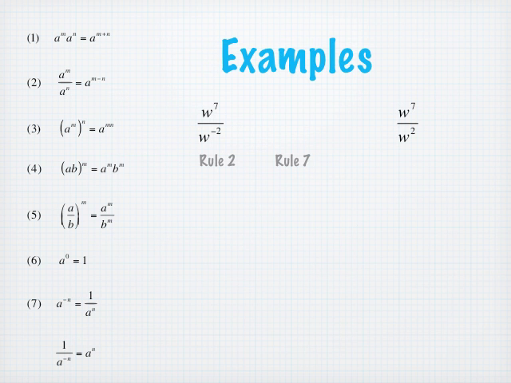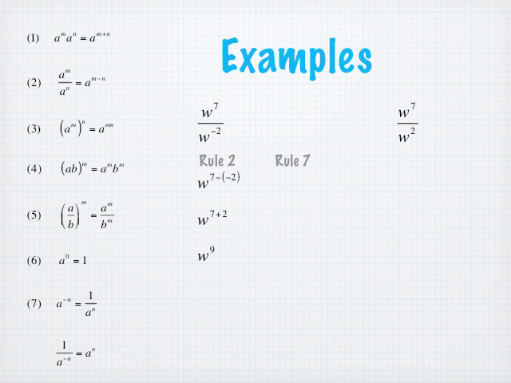All right, so with rule 2, that says if I have common bases, I subtract the exponents. Be very careful with your signs. Notice that it's 7 minus a negative 2, not just 7 minus 2. It's an easy mistake to make, and a lot of people make it. You've just got to be careful. That would be 7 plus 2, which is w to the 9th. So that's if I use rule 2.